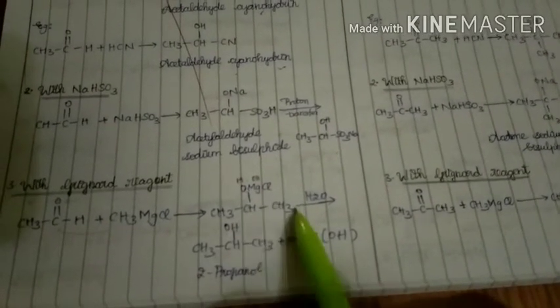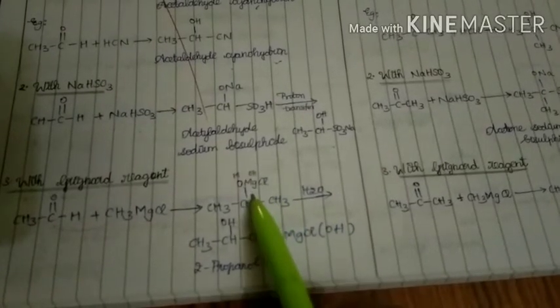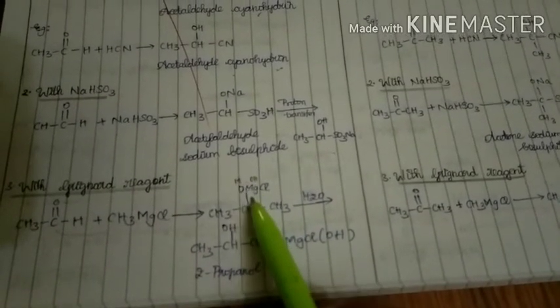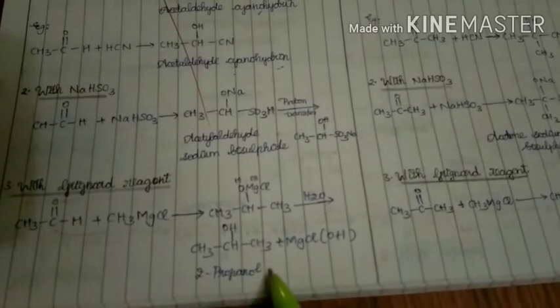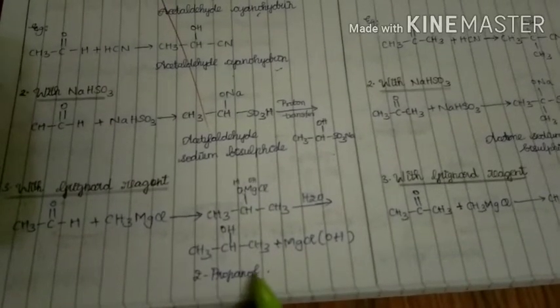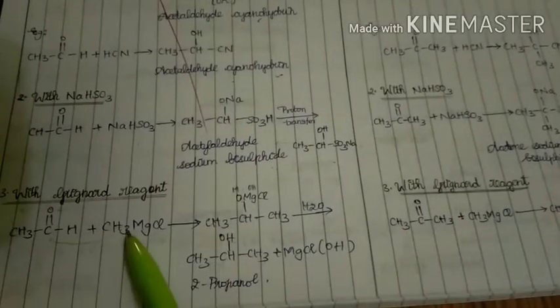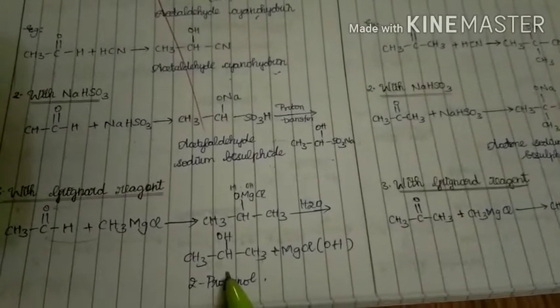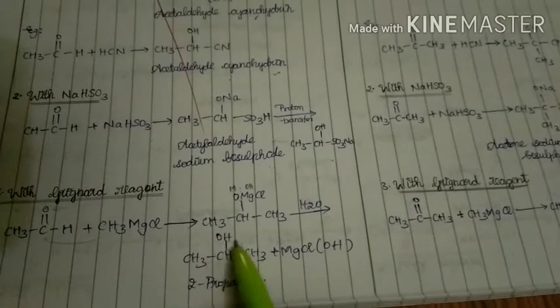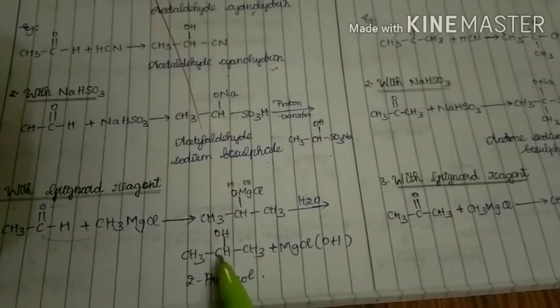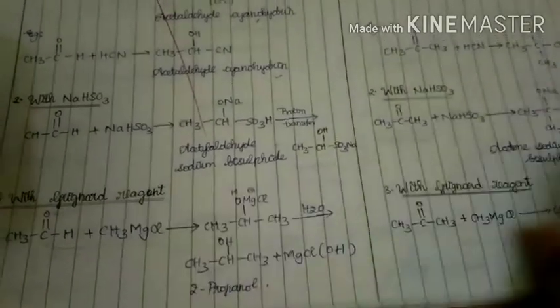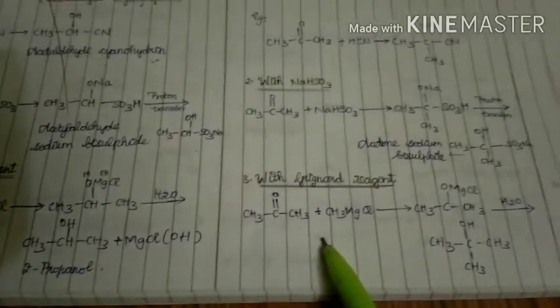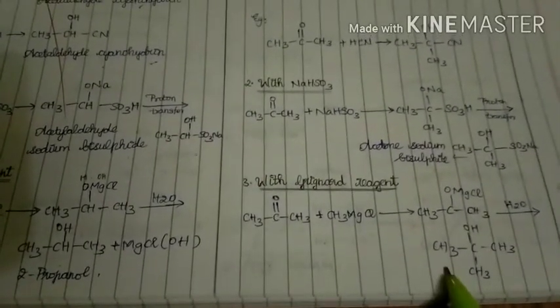This is unstable. Immediately it undergoes hydrolysis. Then the bond will be broken here and this compound will be formed. This is 2-propanol. That means when aldehydes react with Grignard reagent, we get which one? Secondary alcohol. This is a secondary alcohol. Why? Because the OH is present on a carbon that is attached to two carbons. In the case of ketones, we get tertiary alcohols. The same phenomenon takes place.